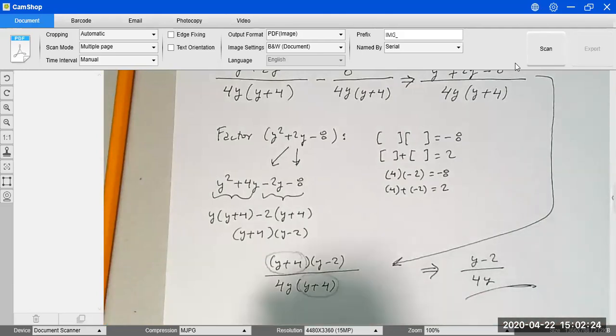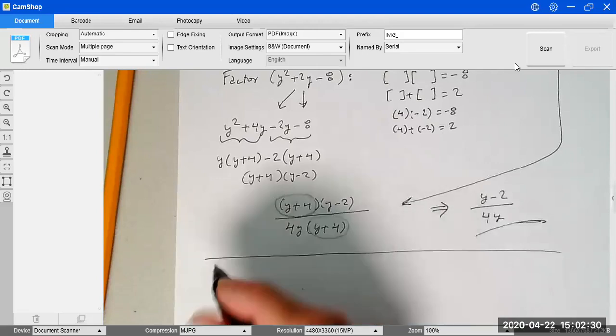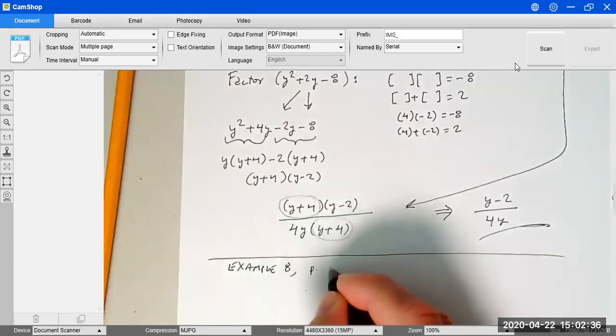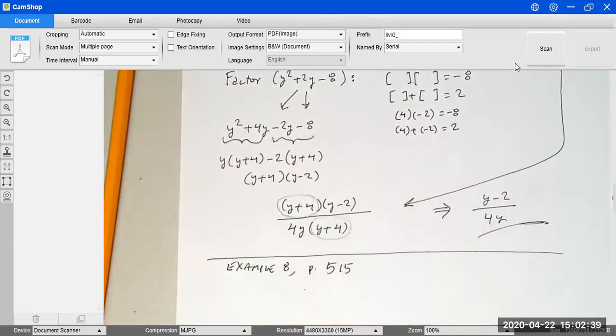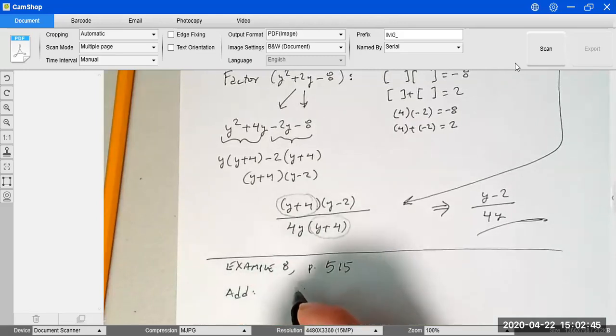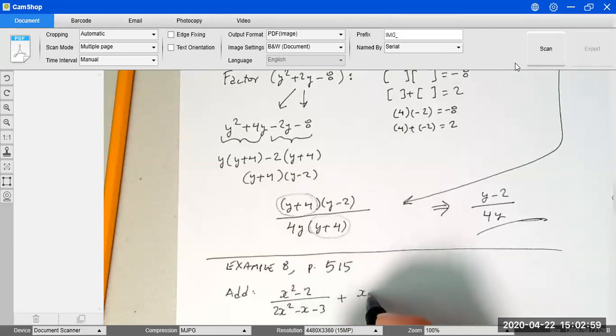So the last problem that we're going to solve before you play with these methods is going to be example 8. Example 8 on page 515. So it's an addition. So this is x squared minus 2 over 2x squared minus x minus 3 plus x minus 2 over 3 minus 2x.